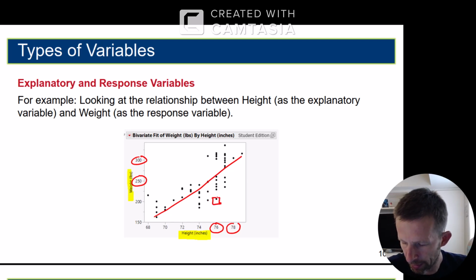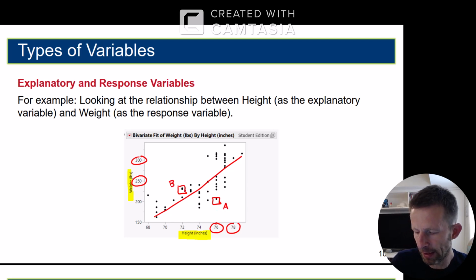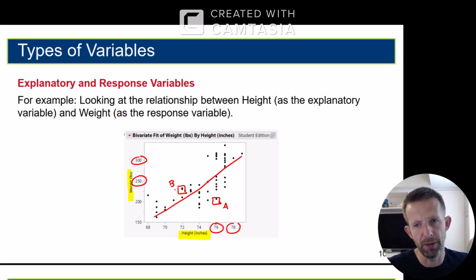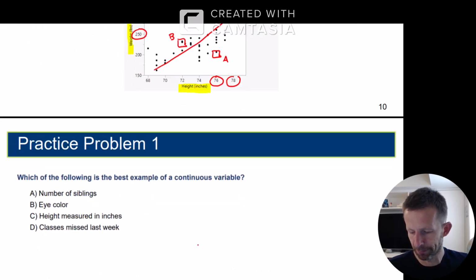Now, there are some players, for example, this player, and so this is player A, here's players B. Player A is taller than the two players in B, but the two players in B weigh more. So it's not a causal relationship, but in general, for the explanatory variable here, as height increases, we expect weight to increase as well.